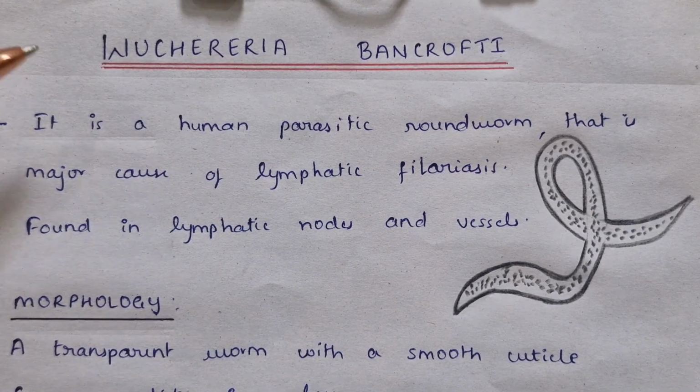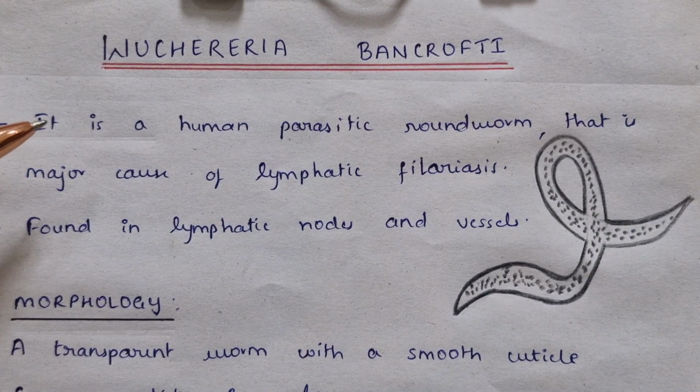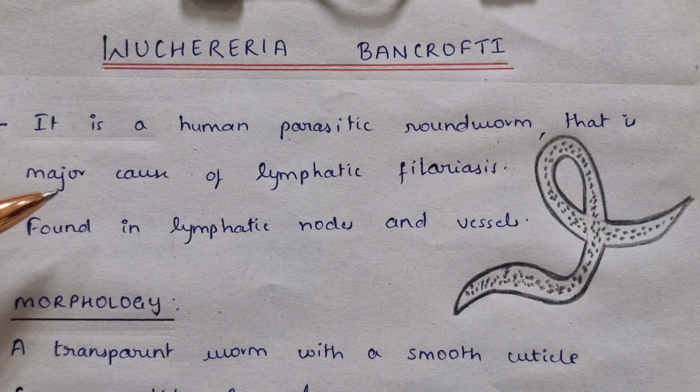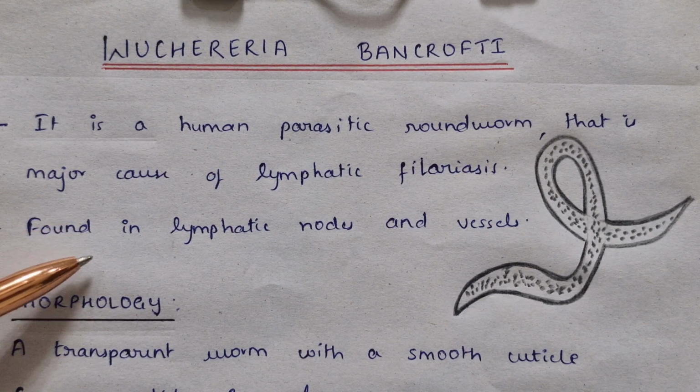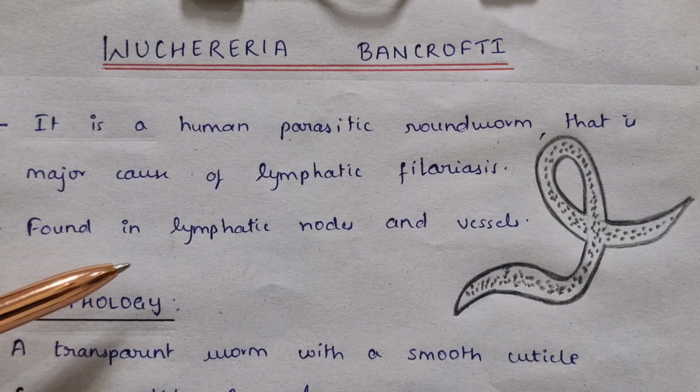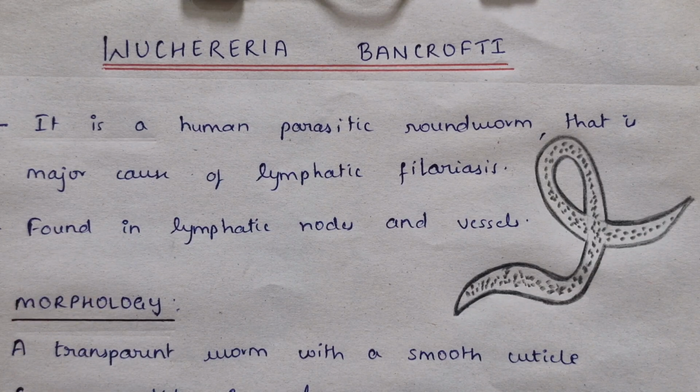Wuchereria bancrofti. This is a human parasitic roundworm that is the major cause of lymphatic filariasis. It is found in the lymphatic nodes and the lymphatic vessels.